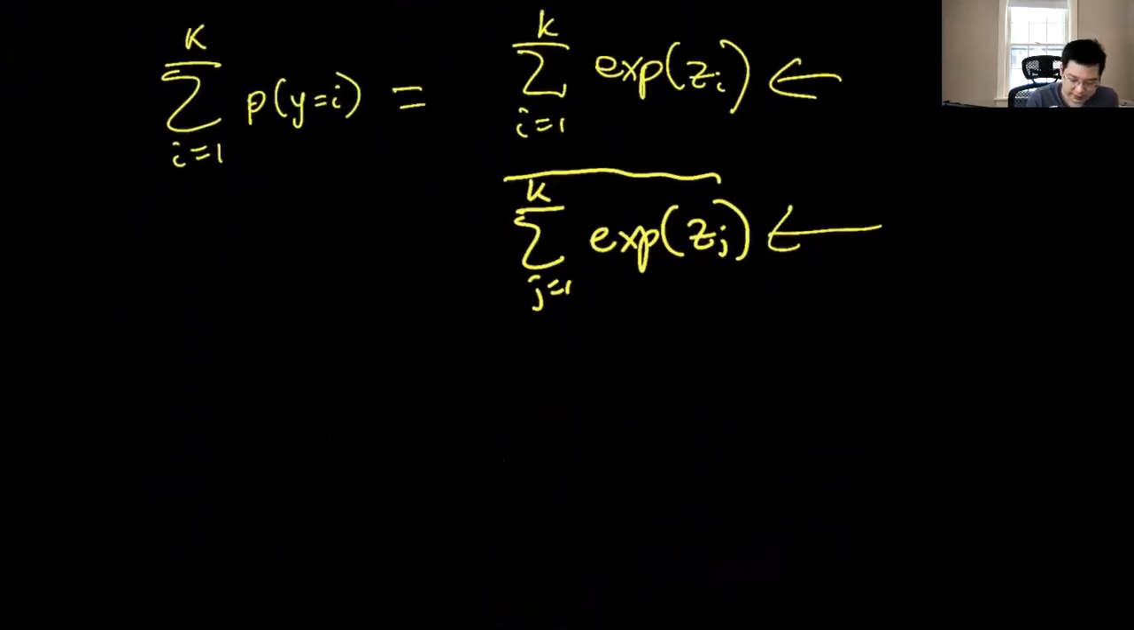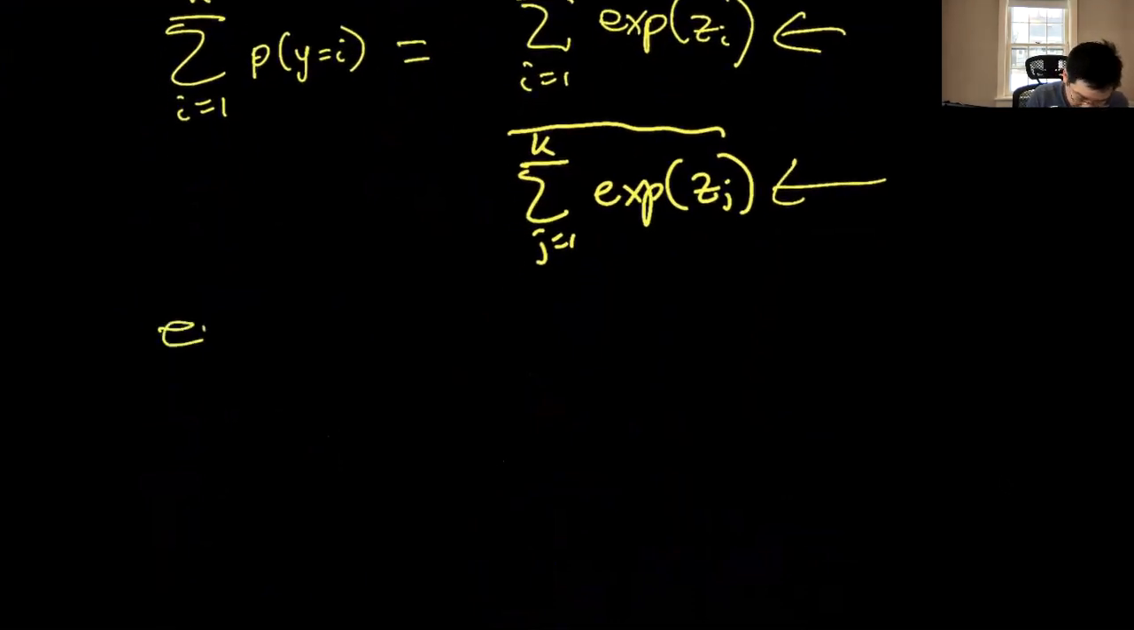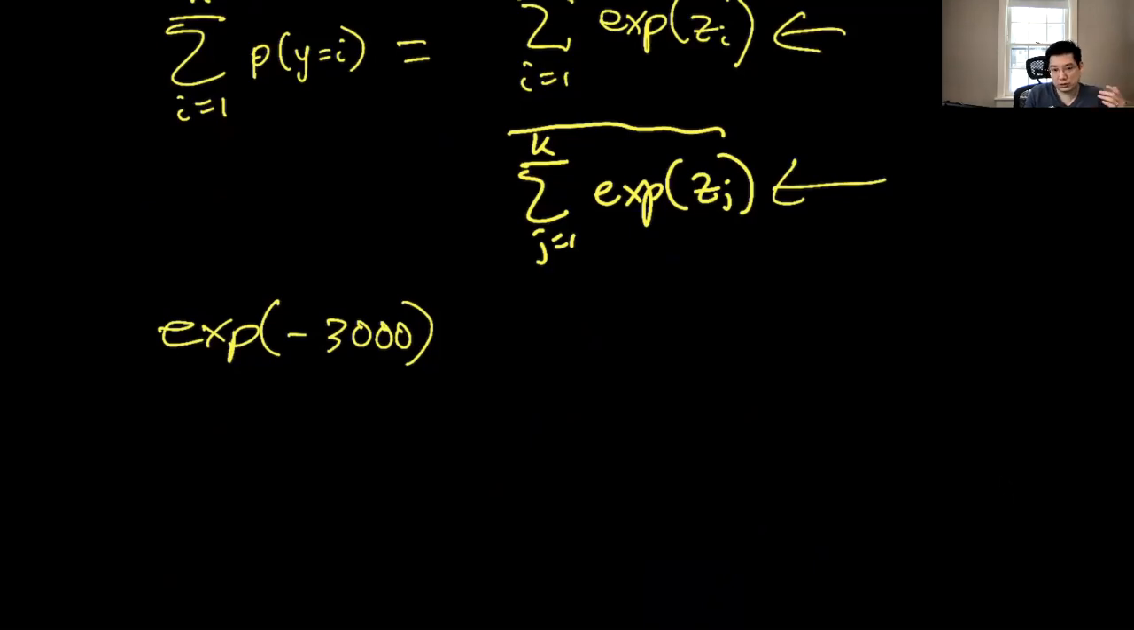Basically, these numbers get really nasty in real computers because computers have limited precision. What happens is when you take exp, let's say you get a really negative score. If you get exp of negative, I don't know, even just 3,000, I think that might already underflow. An underflow means that the computer, with a normal precision floating point number, can't even recognize the difference between this and zero. So the computer thinks that this is equal to zero. And that's not good.